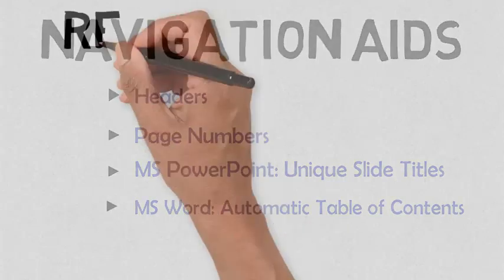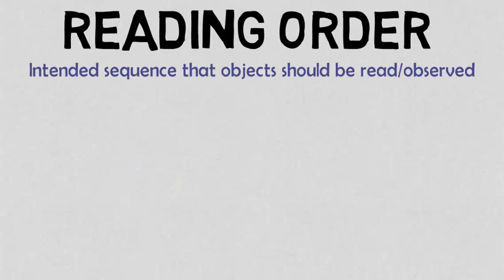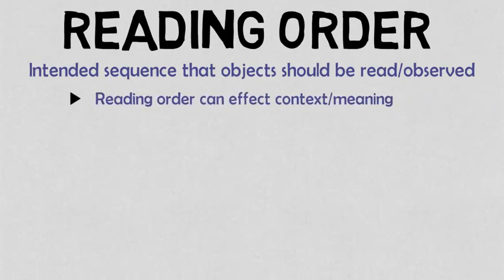Another characteristic of the universally accessible document is its reading order. The reading order is the sequence that a document's content is presented, for example, the order that a screen reader reads the file. The reading order determines the context of the document's elements and can affect its meaning.